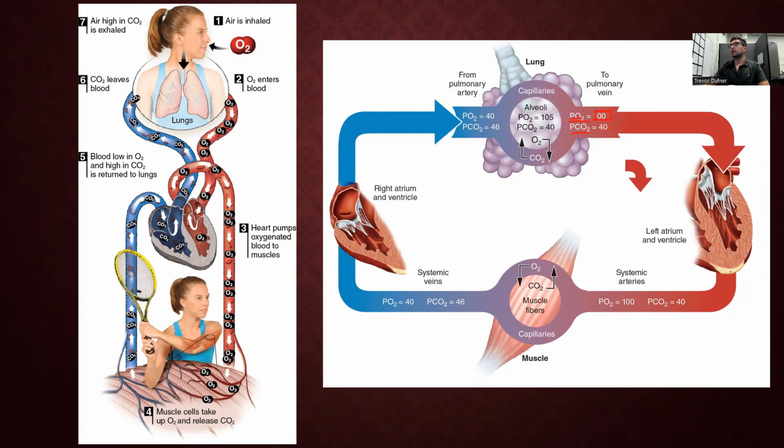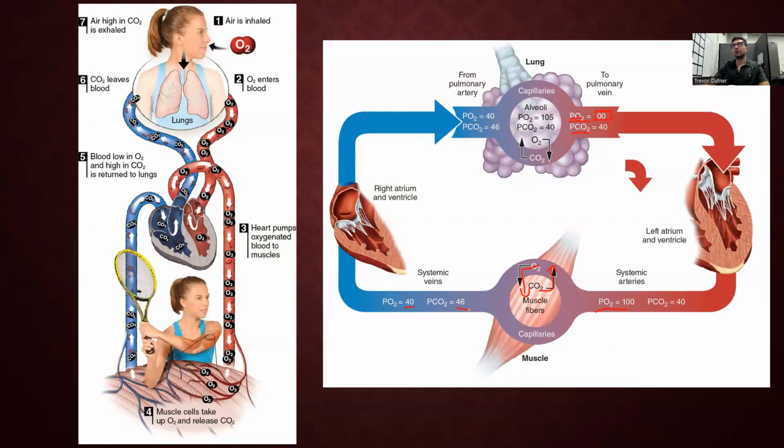It's pumped back to the heart, and then it goes to the muscles. When it's on its way to the muscles, it's still holding on to that oxygen. It hasn't gotten to anything that's extracting the oxygen from the bloodstream yet. When it gets into the muscles here, we see the oxygen then moves into the muscles, and the carbon dioxide moves into the bloodstream. Now, once it leaves the muscles, we see that the partial pressure of oxygen has gone down and the partial pressure of carbon dioxide has increased.